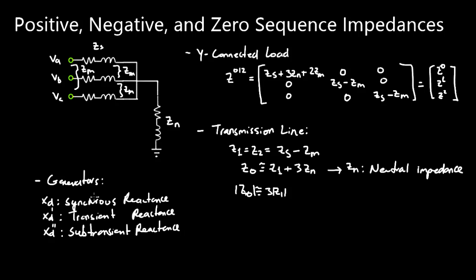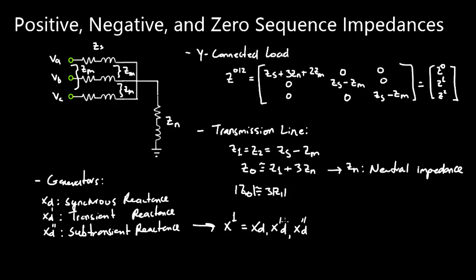Now for a generator, usually we ignore the resistance. I'm just going to talk about reactances for now. But let me just write it over here. The positive sequence reactance can be any of these reactances. So it can be the synchronous reactance, the transient reactance, or the subtransient reactance. And again, that depends on the time that you're looking at.